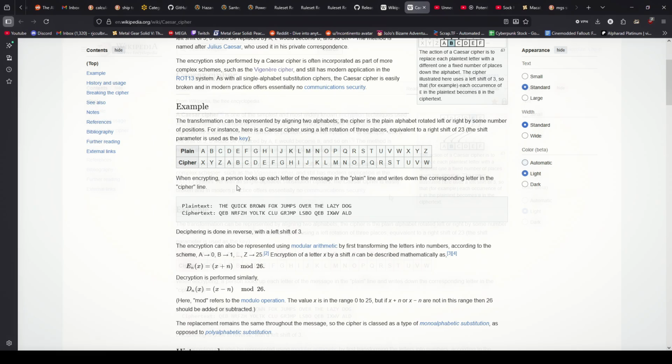When encrypting, a person looks up each letter of the message in the plain line and writes down the corresponding letter in the cipher line. The quick brown fox jumps over the lazy dog. Deciphering is done in reverse, with a left shift of 3.